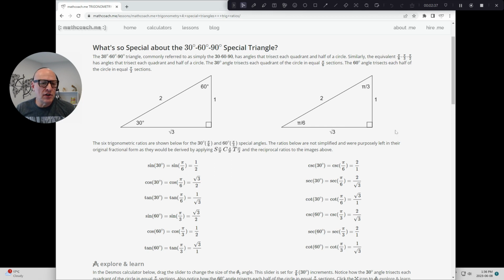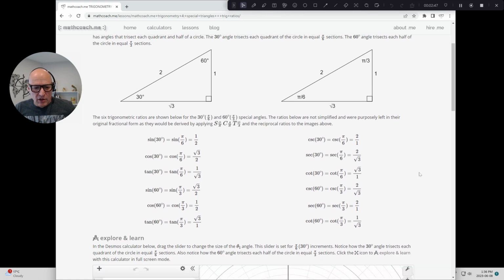And here's a depiction using the radian measures. So for 30 degrees, pi over 6, pi over 3 for 60 degrees, and pi over 2 for 90 degrees. Looking a little further down here, we can see the ratios for each of these. So the sine of 30 degrees, or sine of pi over 6, would be opposite over hypotenuse, 1 over 2. And that's what we see here. And we see the ratios for each of these. Cos of 30 is root 3 over 2, and then tan of 30 is 1 over root 3.